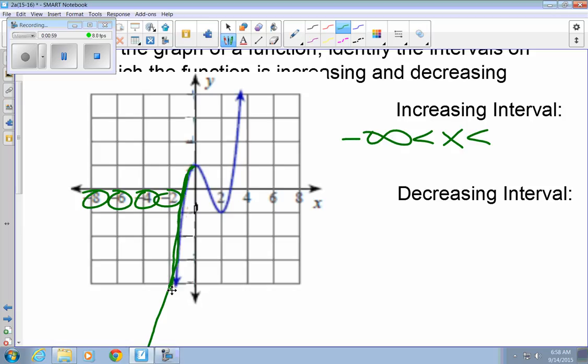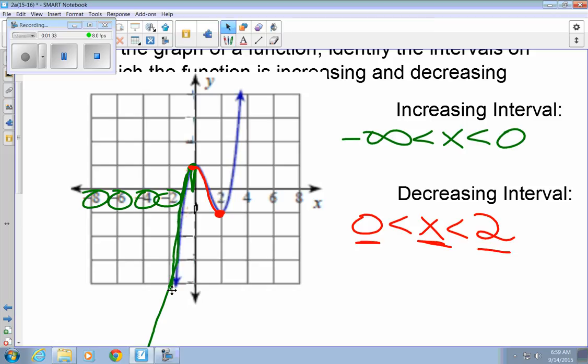And where does it stop increasing? Stops at 0. Stops increasing at 0. And then the graph turns and has a negative slope. And the negative slope, the decreasing portion, is from 0 to 2. So 0 is less than, always less than. For reading the graph from left to right, it's always less than symbols. So it's between, so the x values between 0 and 2. So the x values between 0 and 2 are decreasing.